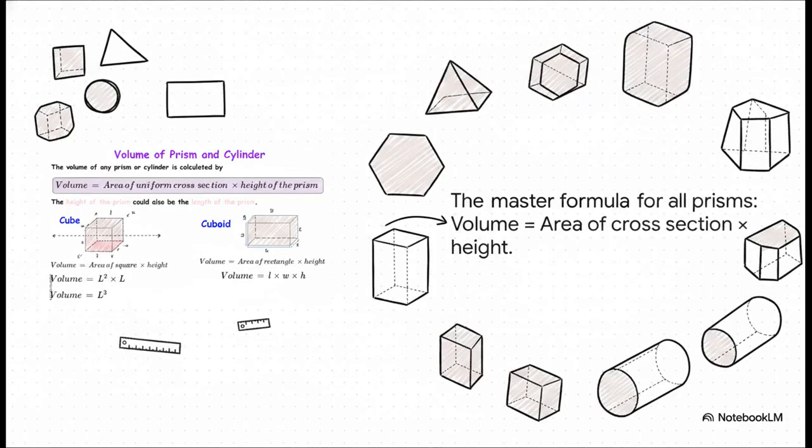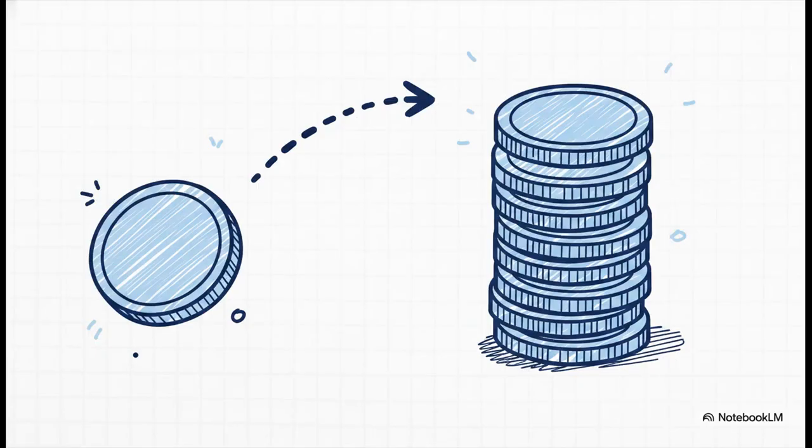And here's the best part, the really elegant bit. There is one simple formula that works for every single one of these shapes. All you have to do is find the area of that repeating shape, that cross-section, and multiply it by the height. Seriously, that's it. You know, the easiest way to picture this is to think about stacking. Imagine a stack of coins. What's its volume? Well, it's just the area of a single coin, right? And you just multiply that by how high the stack is. Our formula, it's just the math way of saying exactly that.